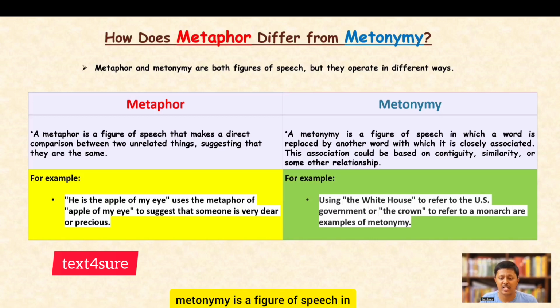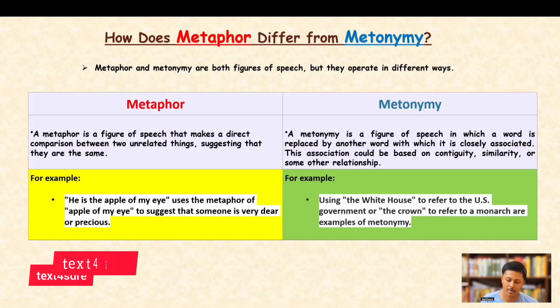On the other hand, metonymy is a figure of speech in which a word is replaced by another word with which it is closely associated. Association could be based on contiguity, similarity, or some other relationship. So the example says, using the White House to refer to the US government or the crown to refer to a monarch are examples of metonymy.